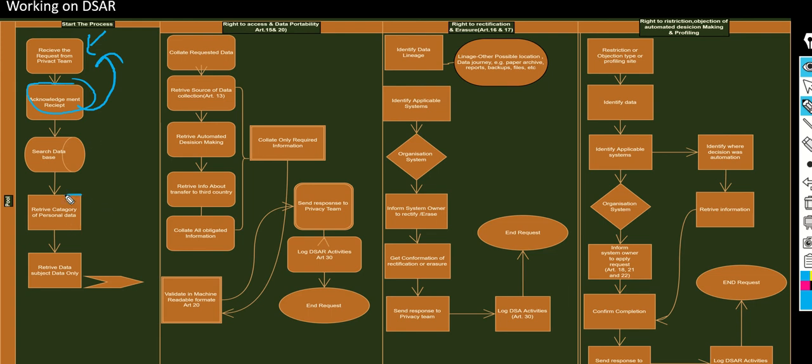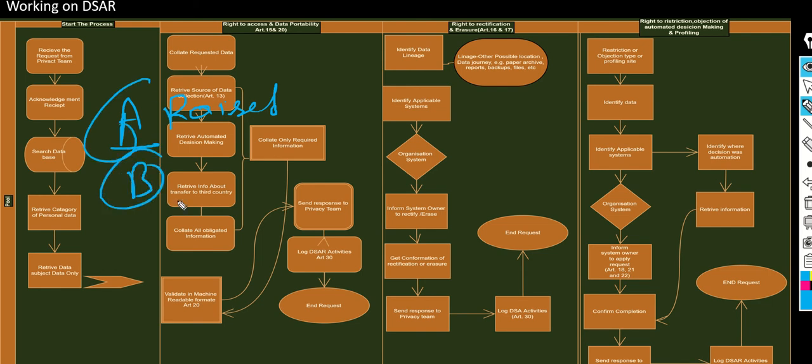They will try to retrieve the categories of personal data, and only the data subject's personal data. Suppose A has raised the request; they will fetch A's related data only. They will not fetch the data of B. Now, the next process is that they will collect the requested data. The collation of the requested data would be there.